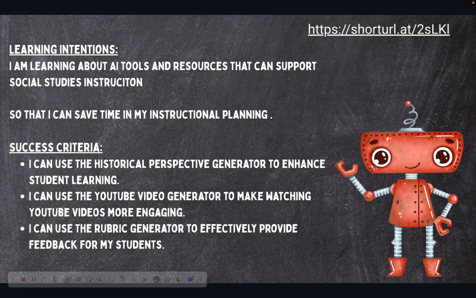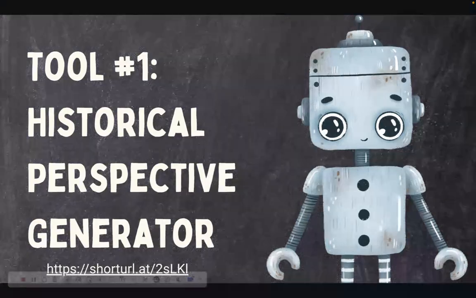So our learning intentions for today are, I am learning about AI tools and resources that can support social studies instruction so that I can save time in my instructional planning. We will know that we have been successful today if at the end of this bite-sized PD, you can use the historical perspective generator to enhance student learning, if you can use the YouTube video generator to make watching YouTube videos more engaging, and if you can use a rubric generator to effectively provide feedback for your students.